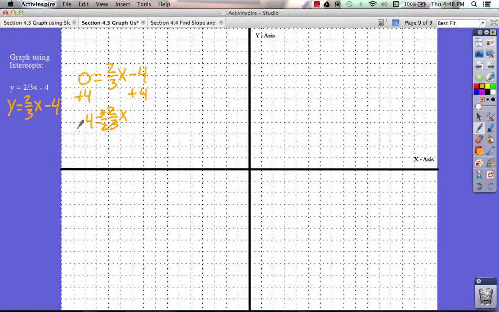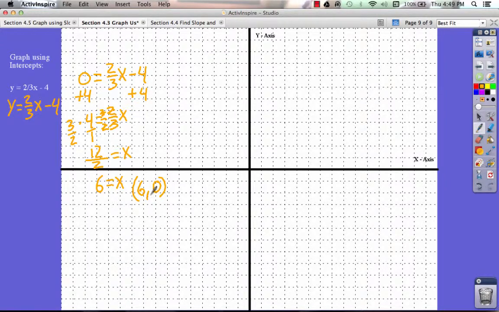Multiply this side by 3 halves. So that's 3 halves times 4, or 3 halves times 4 over 1. So 3 times 4 is 12 over 2 equals x. 12 divided by 2 is 6. So x equals 6. We have to write the coordinate. If x is 6, y is 0 because we plugged 0 in for y at the beginning. So our y part of the coordinate is 0. (6, 0) is our coordinate.